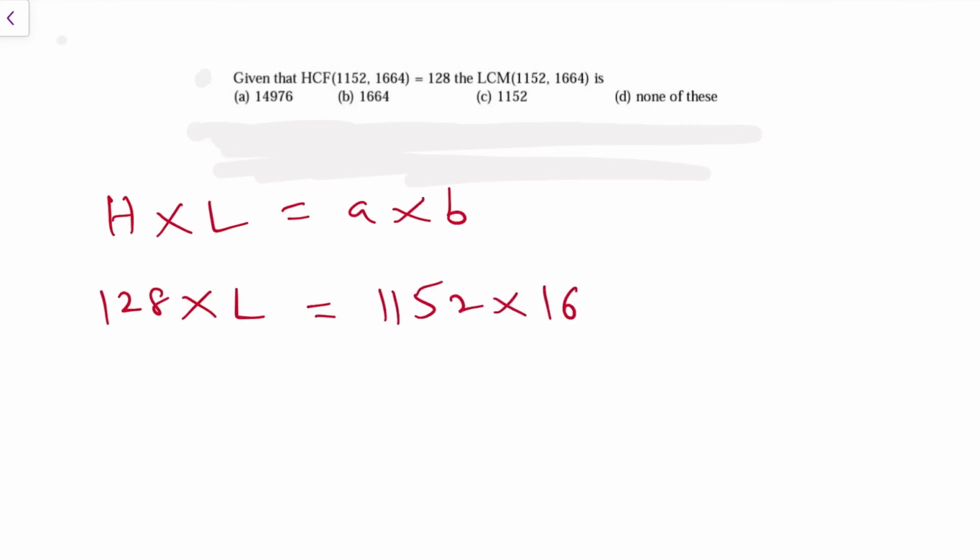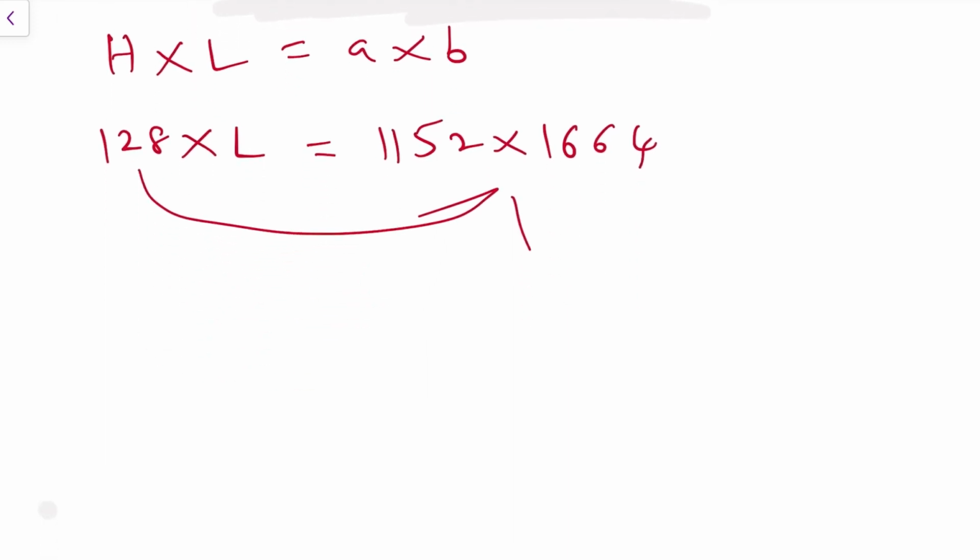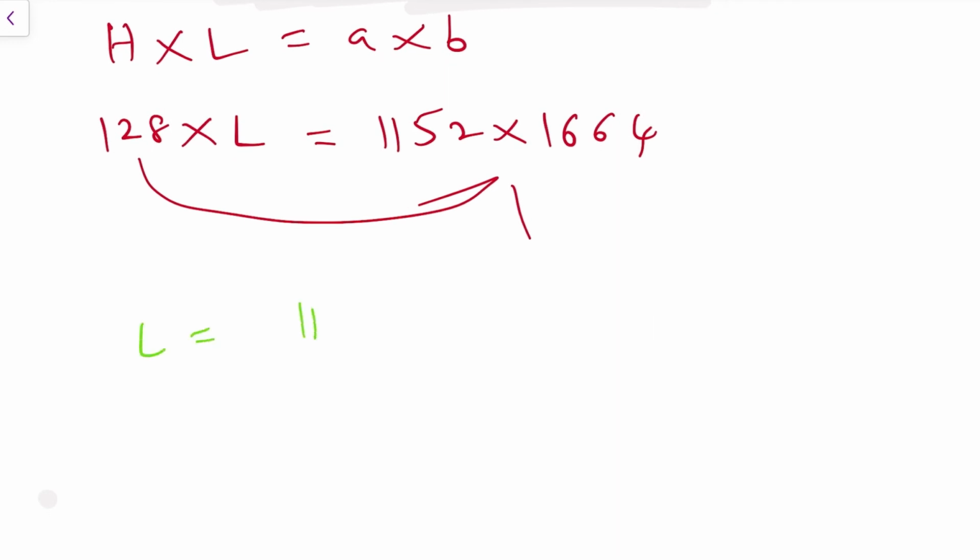Coming to the next question. Given that the HCF of 1152 and 1664 is 128, then what is the LCM? Same logic again: HCF into LCM is equal to the product of the two numbers. HCF is 128, into LCM which we need to find out. The two numbers are 1152 into 1664. Now to find the LCM, I will take 128 to the right side. LCM is equal to 1152 into 1664 whole divided by 128.